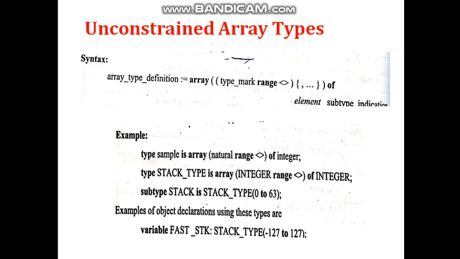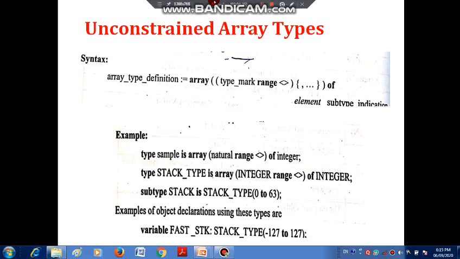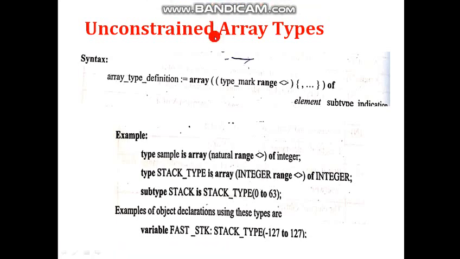Another way to specify the constraint is to declare a subtype of the unconstrained array type. The object can be created using this subtype. For example, subtype long_sample is sample range 0 to 255, and so on. This is all about the unconstrained array, which also has some predefined types, so we will go through that.